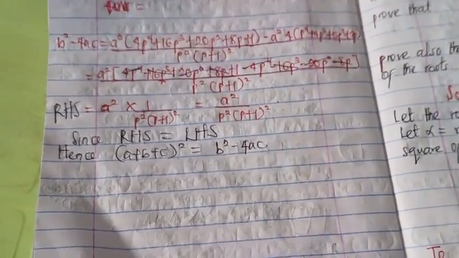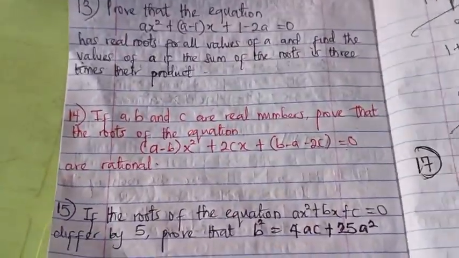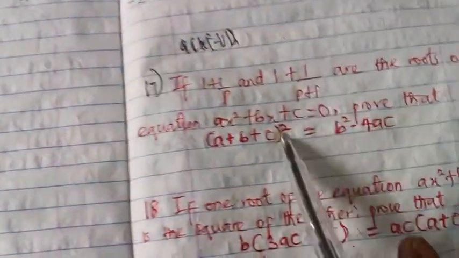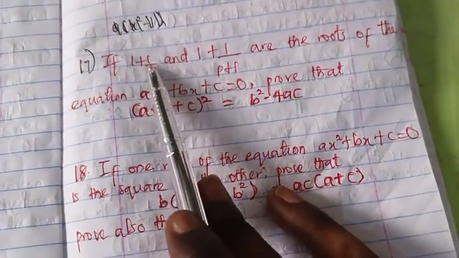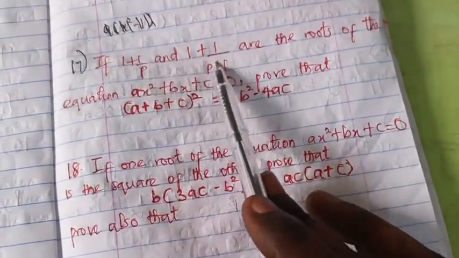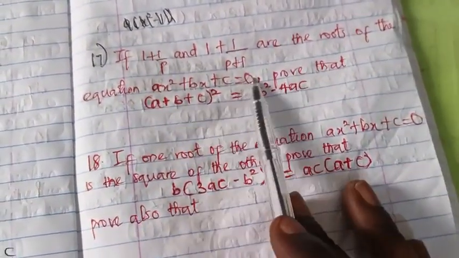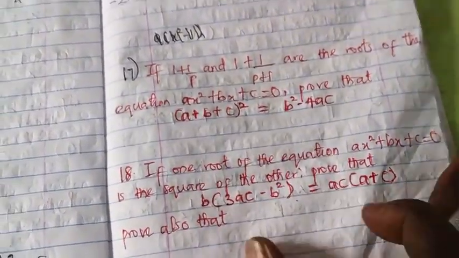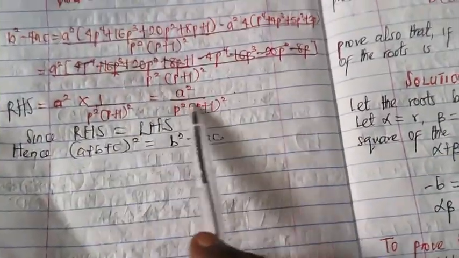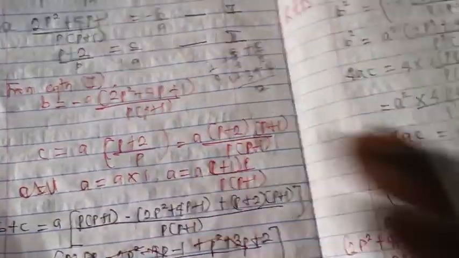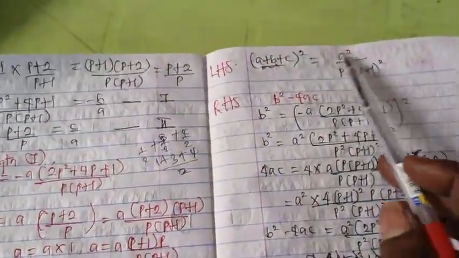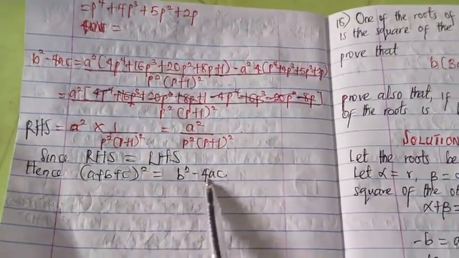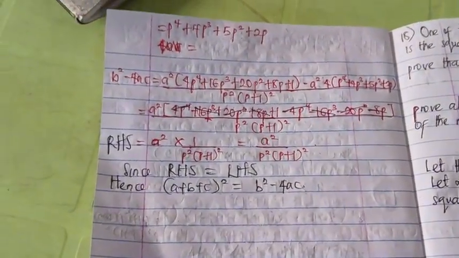Given the condition they gave us, given that 1 plus 1 over p and 1 plus 1 over p plus 1 are the roots of this equation, then this statement is true, because our left hand side equals the right hand side. This is the right hand side's conclusion. This is the left hand side's conclusion. So since the two match, the statement is true and valid.